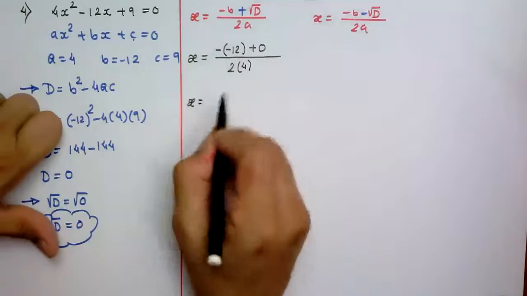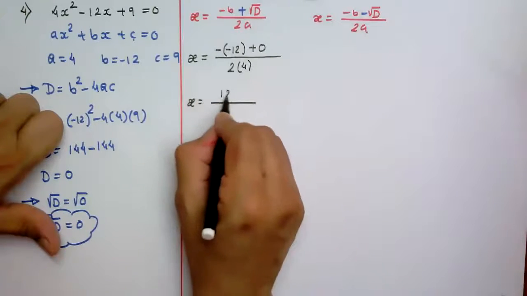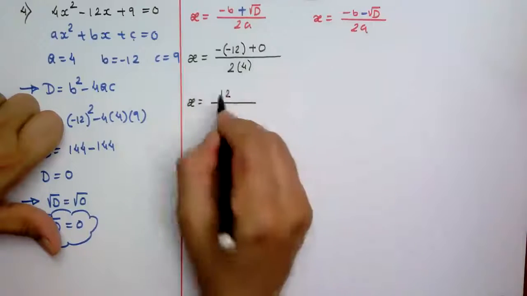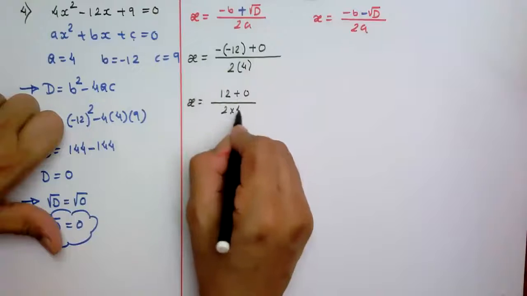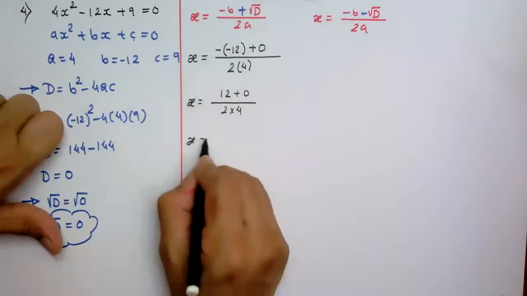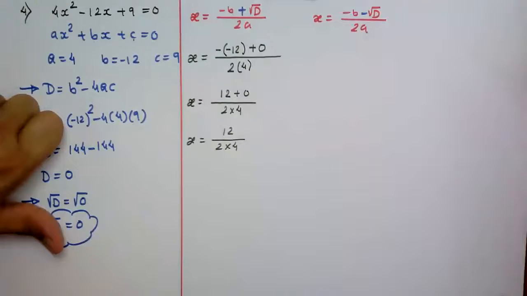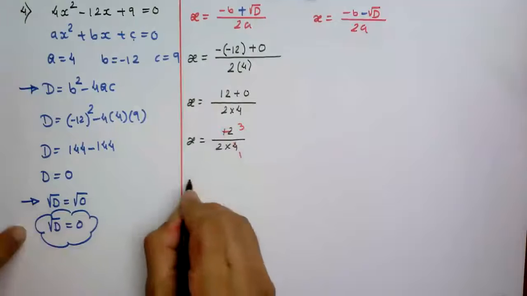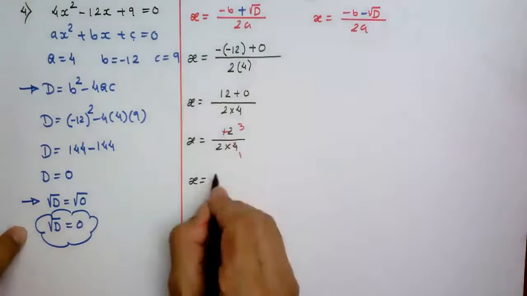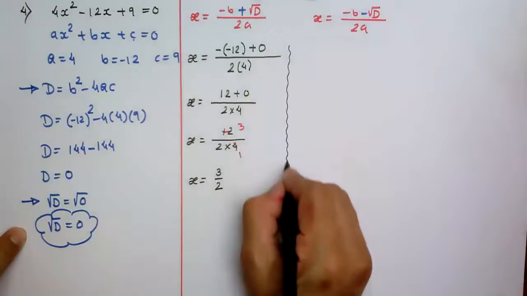So x is equal to, this minus minus becomes plus 12. 12 plus 0 has no meaning at all. Still I am writing. Okay, in denominator I have 2 times 4. So x is equal to 12 upon 2 times 4. Go for the cancellation. 4 1s are 4, 4 3s are 12. So x is equal to 3 upon 2. That is the first root of the given quadratic equation.